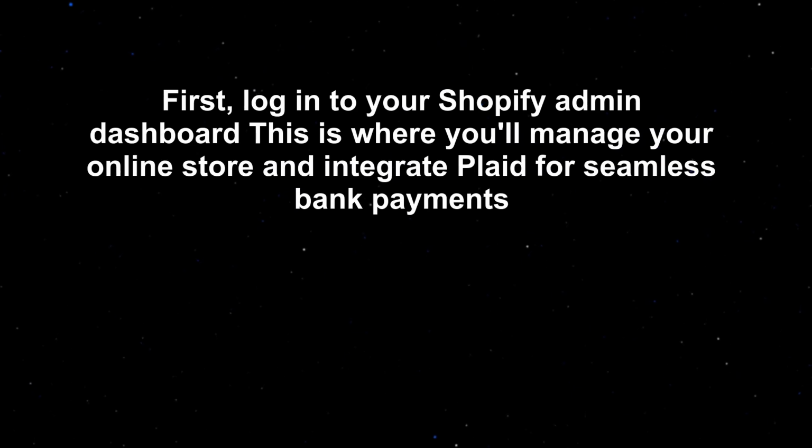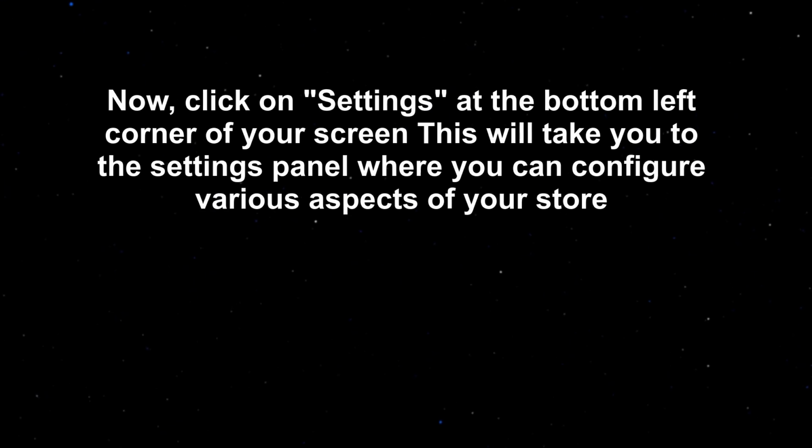First, log into your Shopify Admin dashboard. This is where you'll manage your online store and integrate Plaid for seamless bank payments. Now, click on Settings at the bottom left corner of your screen. This will take you to the Settings panel, where you can configure various aspects of your store.